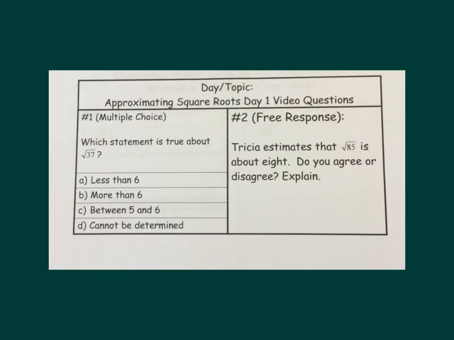So now it's your turn to show what you understand from what you just watched. The first question is a multiple choice question. You're going to figure out which of those statements is true about the square root of 37. And then you're going to have a free response where Tricia estimates that the square root of 85 is about 8. Do you agree or disagree? And you're going to explain why you agree or disagree with her.